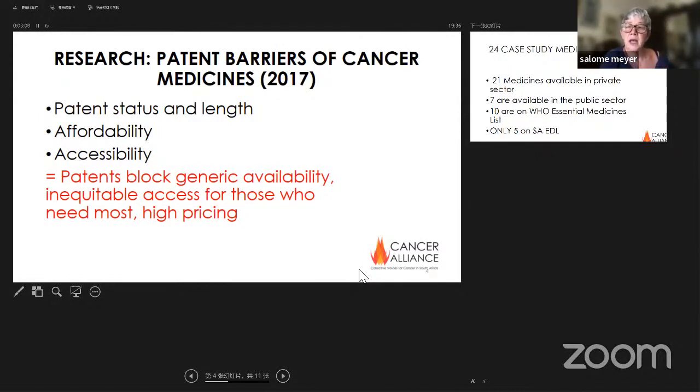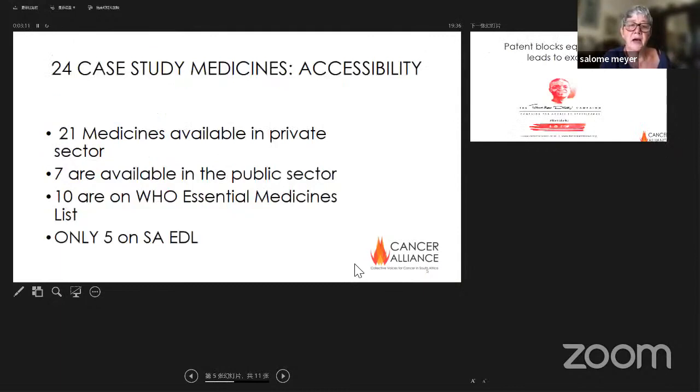Next slide, please. What we saw was that very few of the medicines were available in the public sector, and 10 of those medicines were already on the WHO essential medicines list. I'm going to use two specific medicines just to highlight the difference between the public and private sector in terms of access and affordability.